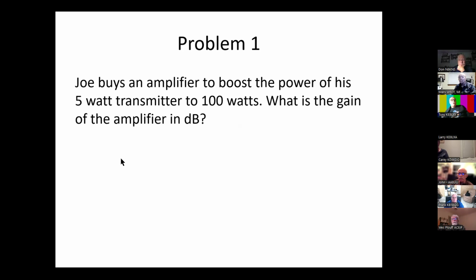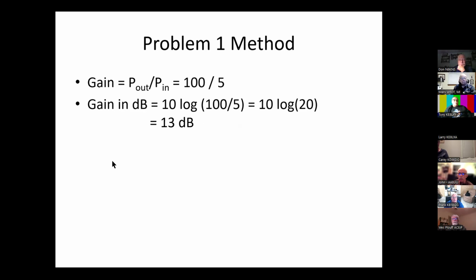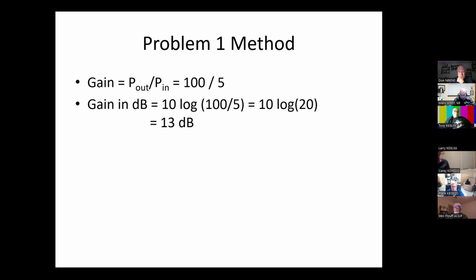So I'm just going to go through the method here. The gain is equal to the power out divided by the power in, which is 100 divided by 5, or 20. And the gain in decibels is just 10 times the logarithm of that ratio. So it's 10 times the logarithm of 100 over 5, or 10 times the logarithm of 20. And the logarithm of 20 is 1.3, so the gain is 13 dB.